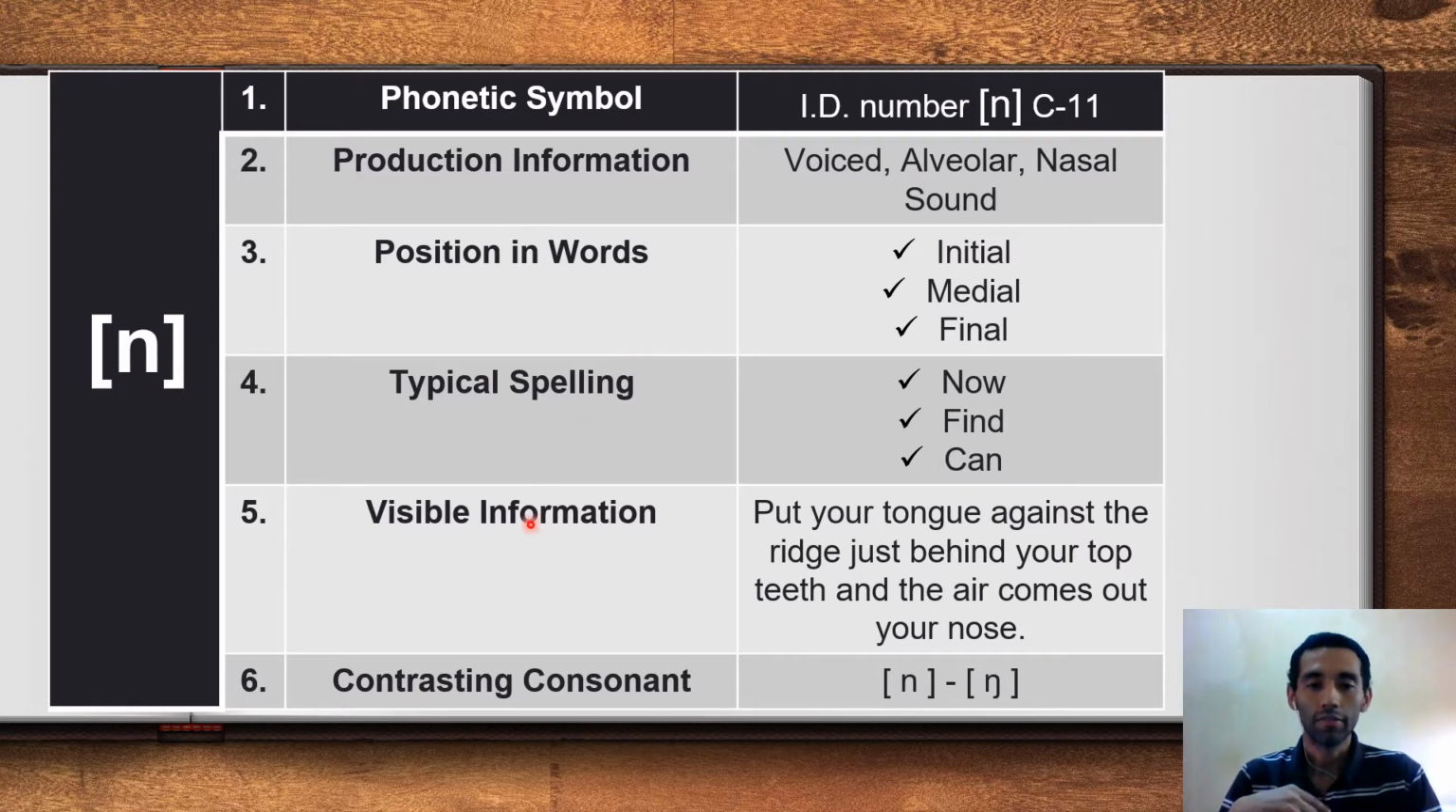Then we have the visible information, and it says, put your tongue against the ridge just behind your top of the teeth, and the air comes out your nose to produce the N sound, okay? Then we have the contrasting consonant, which is N and eng. We will see this contrasting consonant later in another chart, so you can practice with the contrasting consonant because they are very similar.